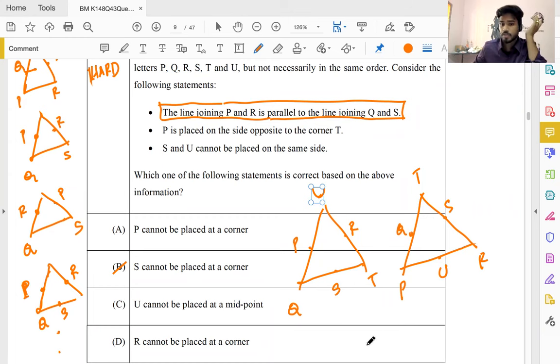There could be many other possibilities, which is what I meant by the list going on and on, but I have shown two possibilities that satisfy these conditions. Notice here, PR is of course parallel to QS, P is on the side opposite to T, this side is opposite to corner T. So it doesn't say that it's strictly at the midpoint opposite to T. And S and U are not placed on the same side. S and U are on different sides. So this is case 2.